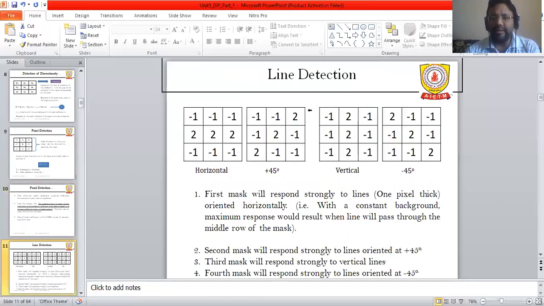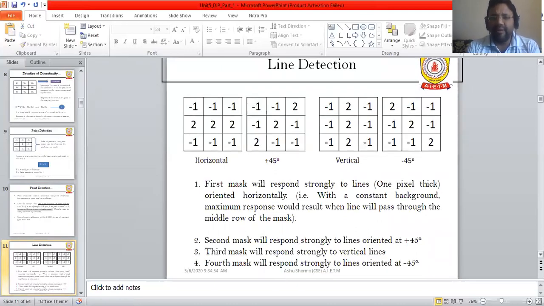Now, this is for line detection. These are 4 masks, and we have to apply all these masks: horizontal, +45 degree, vertical, and -45 degree. These are the values: -1, -1, -1, 2, 2, 2, -1, -1, -1. Then for 45 degree anti-clockwise, it becomes -1, -1, 2, -1, 2, -1, 2, -1, -1. Then we make sure that horizontal becomes vertical this way, and +45, which is anti-clockwise, becomes clockwise -45 degree. So the first mask will respond strongly.